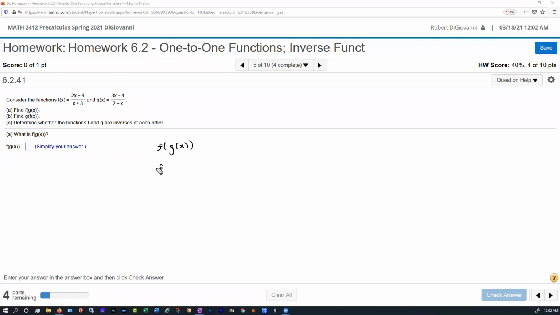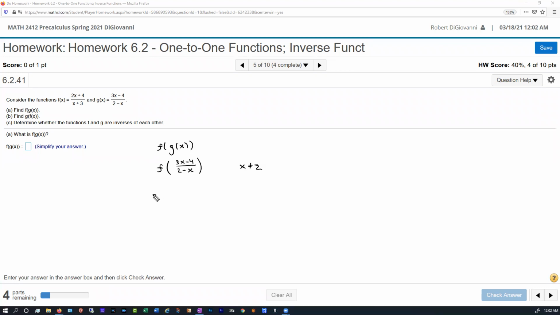Okay, so we're going to take the f function. We're going to plug in g. G is 3x minus 4 over 2 minus x. And we need to keep in mind here, we cannot plug in 2 here, else we'll have division by 0. So x cannot be 2. Now we take this function g and we plug it into that x and that x.